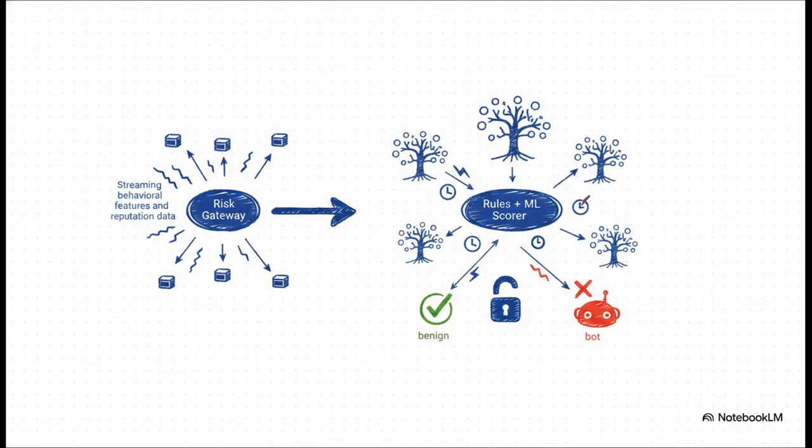In that crucial, tiny 100-millisecond real-time window, the risk gateway instantly gathers streaming behavioral features and reputation data. It basically hands all that rich context over to the rules and ML score, where complex models, like gradient-boosted trees, make a split-second decision. Is this benign or is it a bot?